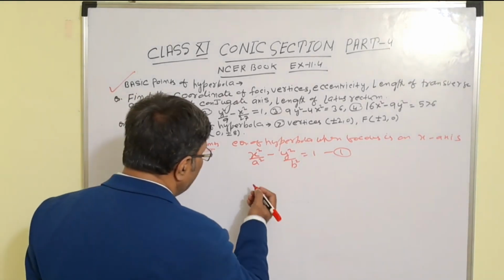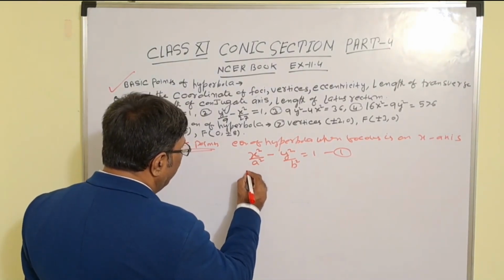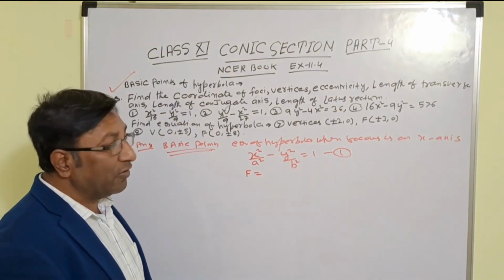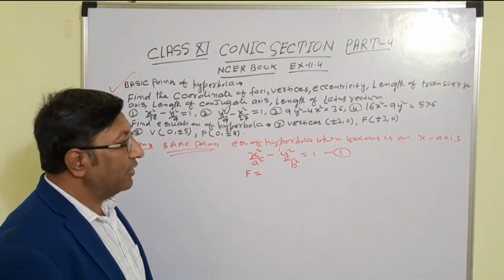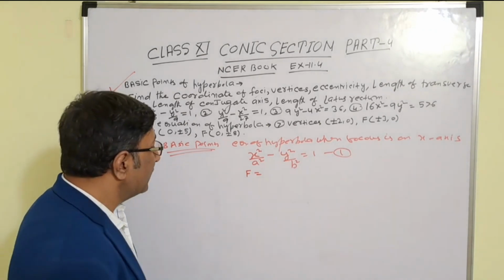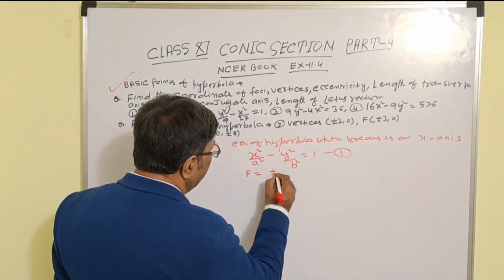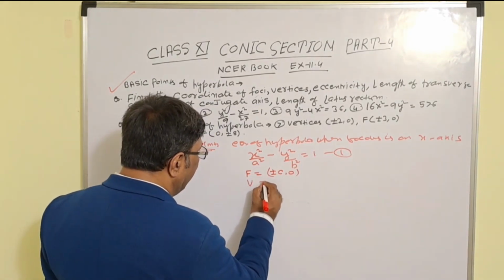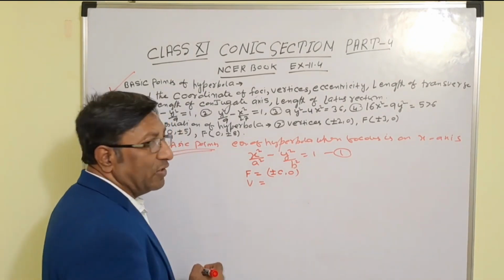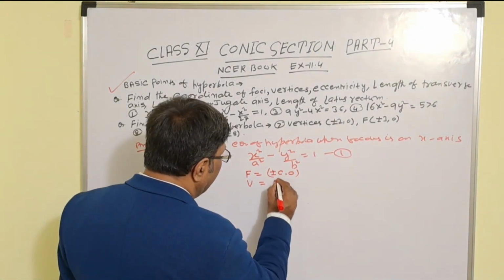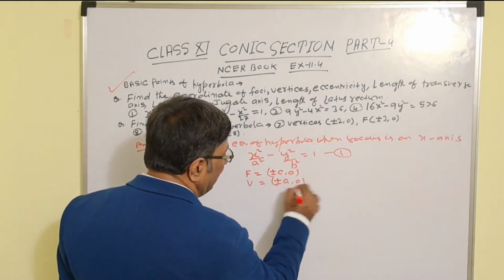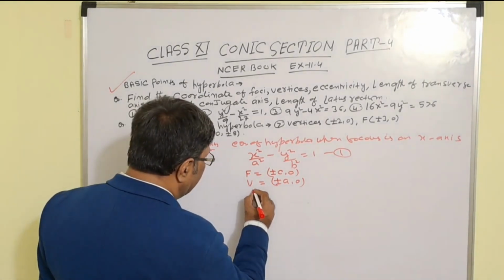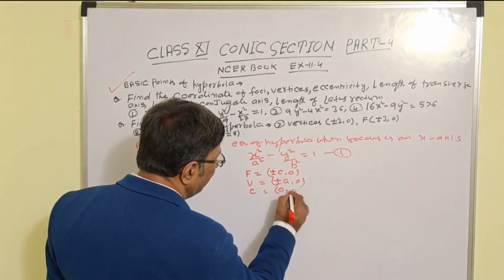So first you have to find the coordinates of the foci when the equation of hyperbola is along the x-axis. On x-axis the y coordinate is 0. So foci will be plus minus c, 0. In the same way, what is the coordinate of vertices? Again on the x-axis the y coordinate is 0. So vertex will be plus minus a, 0. And this is the standard equation of hyperbola when center is at 0, 0. So the center of this hyperbola is 0, 0. Right?